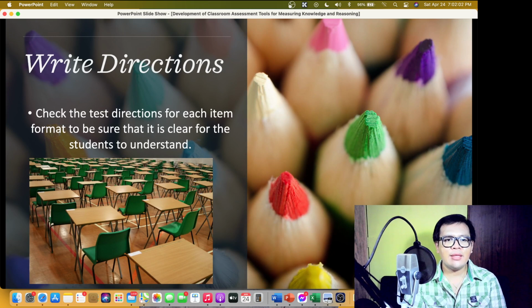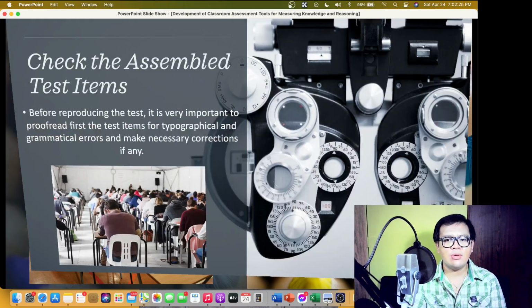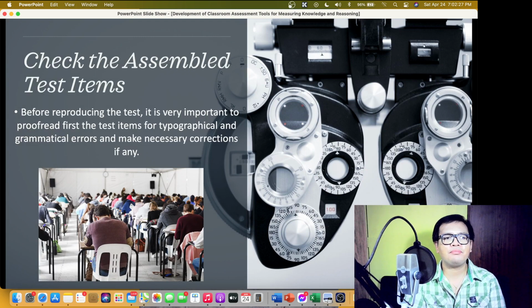So how are you going to write directions? It's very easy. Check the test direction for each item format to be sure that it's clear for the students to understand. It's very important that students understand directions because it's one way for them to be guided. If they don't know how to follow the directions, or if they have certain questions in mind about the directions, it's very hard for them to relate with the exam. So it is not any more reliable.